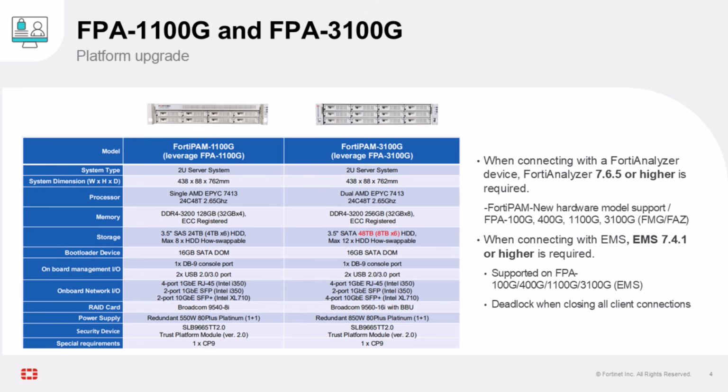Consequently, in the 1.8, we have introduced a new set of hardware models. Currently, we have the 100G and the 400G. In the 1.8, we have released a new set of hardware, which is the 1100G and the 3100G, which basically expand the deployment options for larger or more demanding environments. When integrating FortiPAM with FortiAnalyzer, we require a minimum release of 7.6.5 or higher. Consequently, when you need to integrate with FortiEMS, you need at least 7.4.1 or a higher release to be fully compatible.